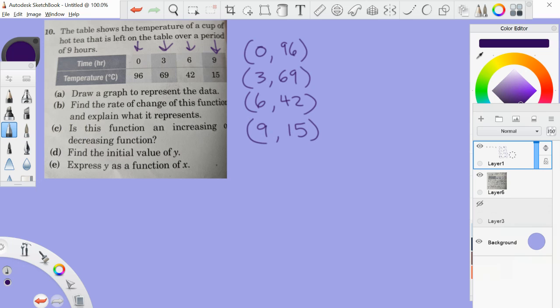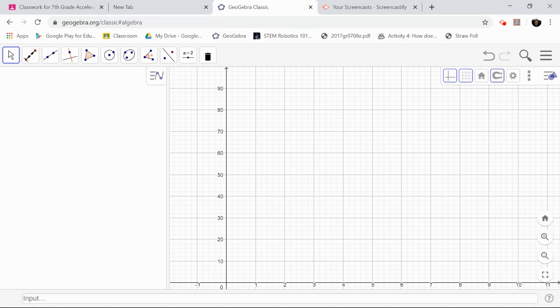And our first problem is they want us to draw a graph to represent the data. So we're going to take these 4 ordered pairs, plot them as points, and then look for a pattern. So let's go over here to GeoGebra. I'll go ahead and put these in here.